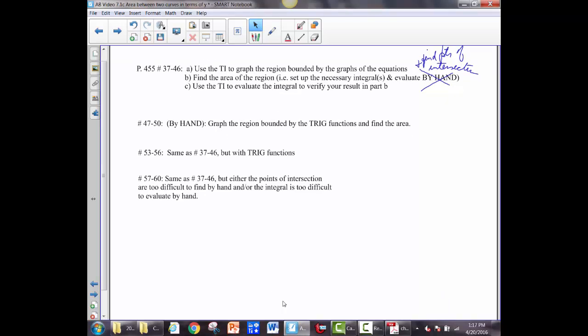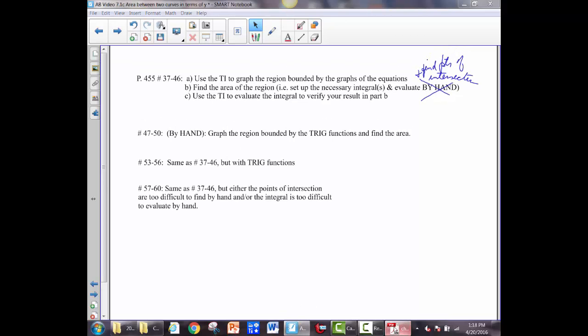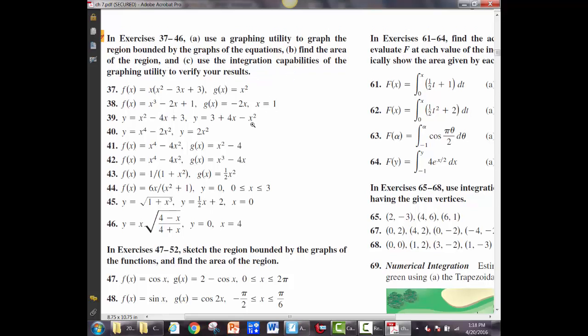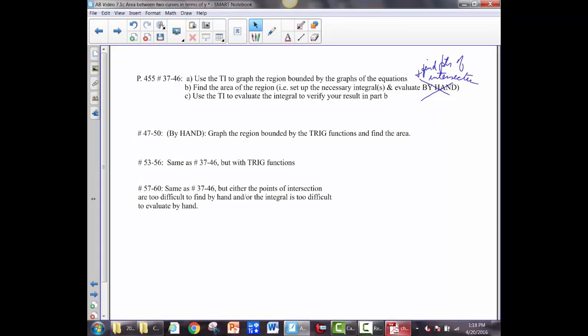Okay, so if you look at 37 through 46 in the textbook, use the graphing utility to graph the region, and that's because these are cubics. I mean, you could graph this parabola. These are power 4, and when you get to this one, forget it. You're going to be able to do this one by hand. So you're going to use the graphing utility to graph the function. Then you're going to find the area of the region, which just means you've got to come up with the integral from what to what. And then you're supposed to integrate that by hand, but feel free to use your calculator to do that. Okay?